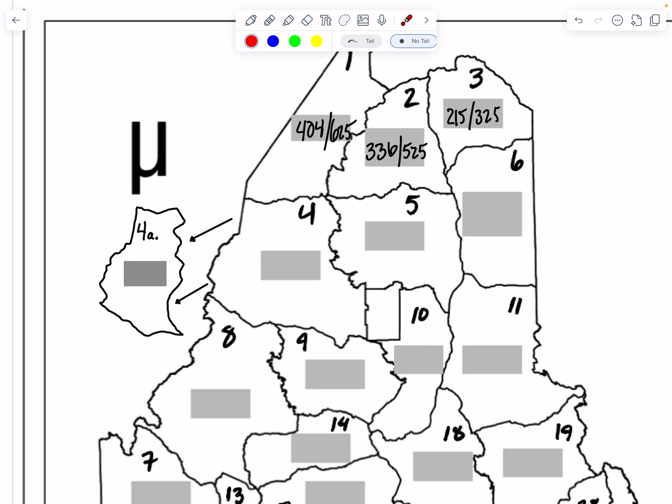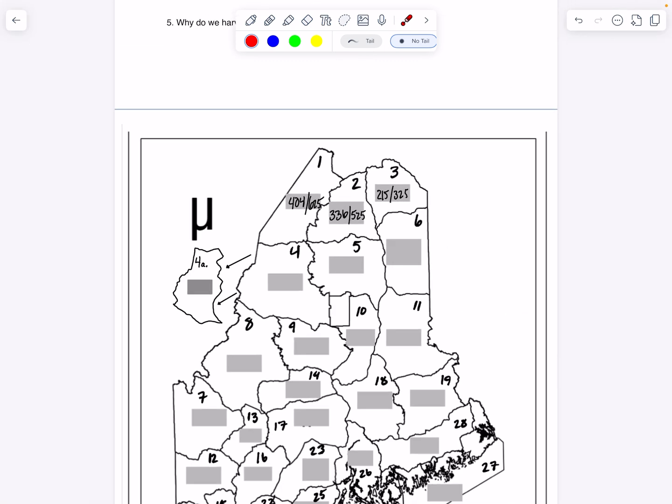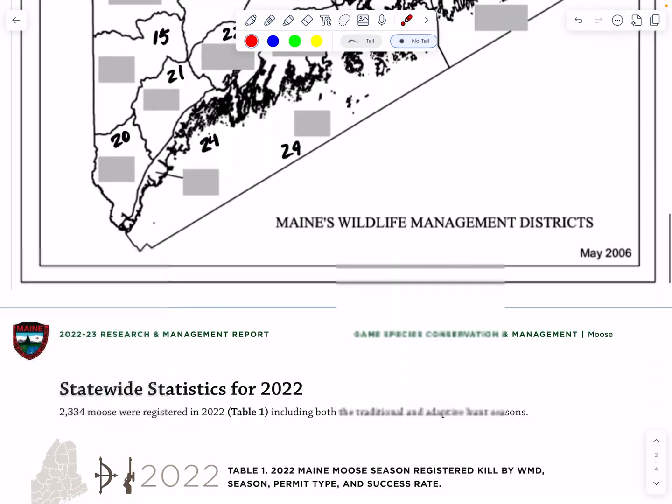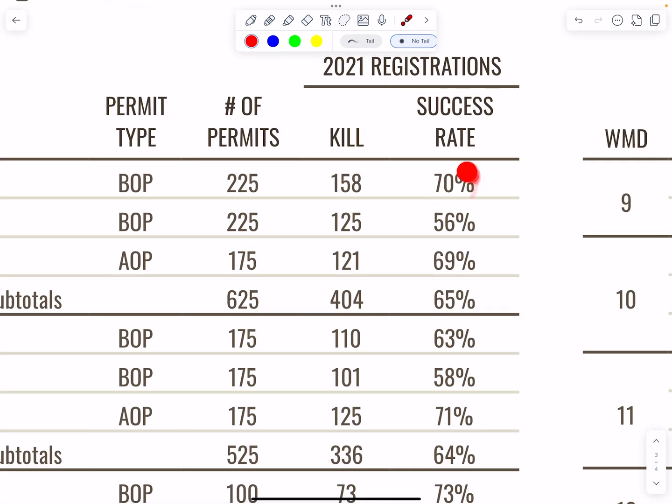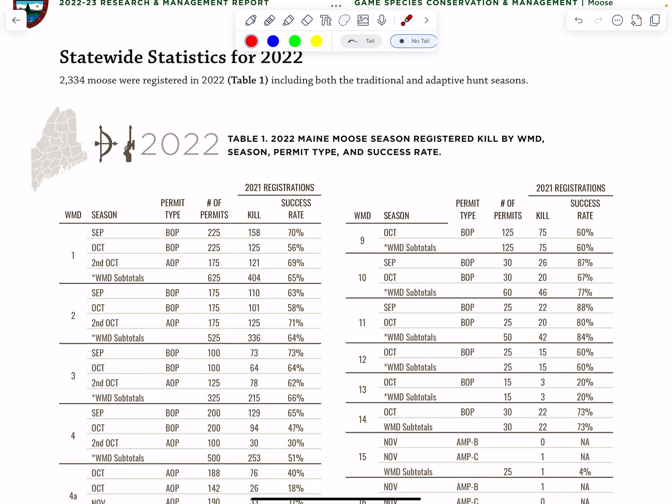Once I have all my harvest and permits issued for each district, I'm going to go back and look at success rates, the overall success rate for that district. And again, the seasons vary. That September bull season is always a little bit higher success rate because of the rut. But if we combine all of our success rates between the September bull only, the October bull only, and then the late antlerless only permit, District 1 had a 65% success rate overall last year.